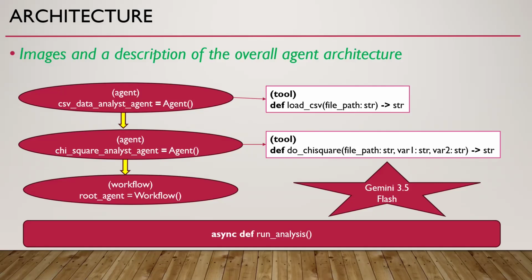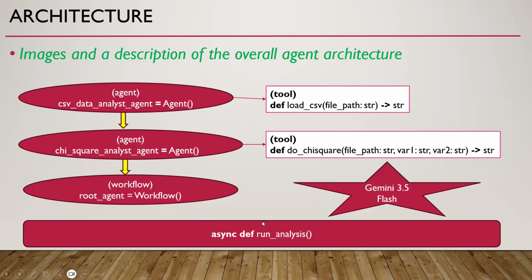Then I have coded second agent known as chi-square analyst agent. It uses the tool do chi-square. This tool performs chi-square test to find the association between two variables, and these two variables must be categorical variables. These two agents work in a sequential manner using the workflow.